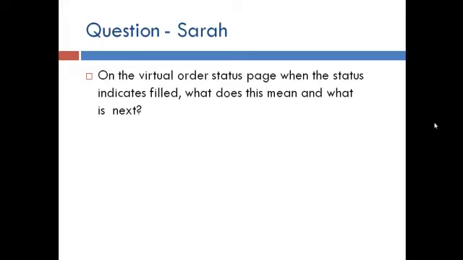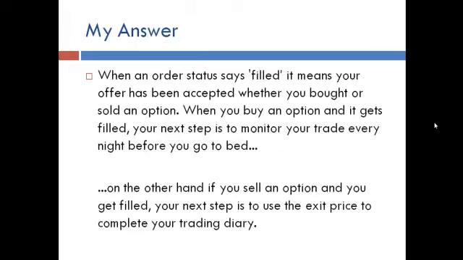Okay, and I also got a question from Sarah. She said on the virtual order status page, when the status indicates failed, what does this mean and what is next? So my answer was, when an order status says failed, it means your offer has been accepted, whether you bought or sold an option. So when you buy an option and it gets failed, your next step is to monitor your trade every night before you go to bed. On the other hand, if you sell an option and you get failed, your next step is to use the exit price to complete your trading diary.